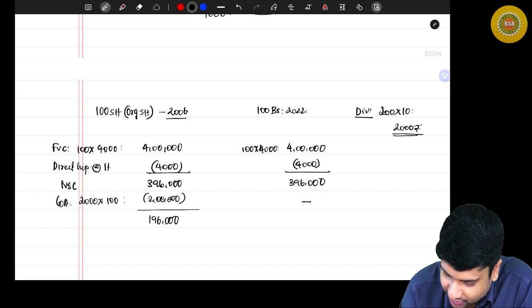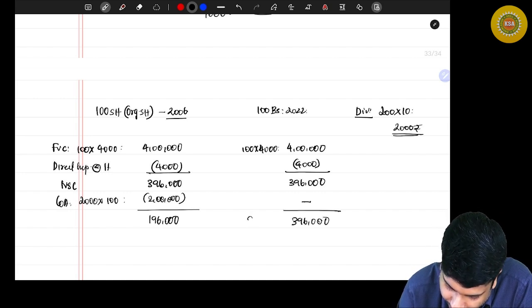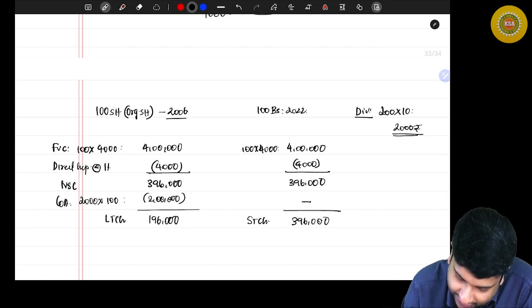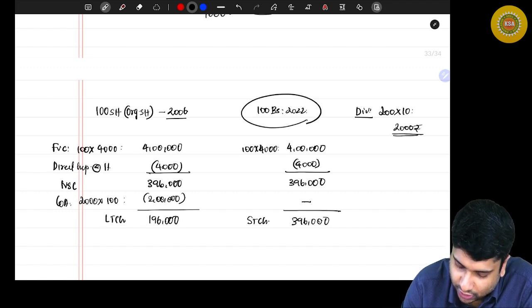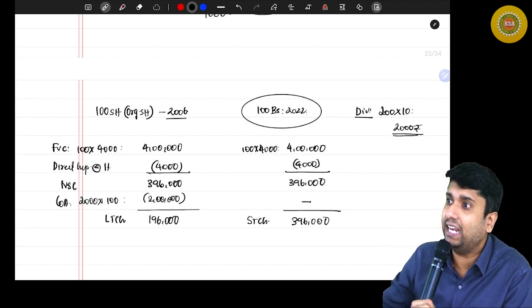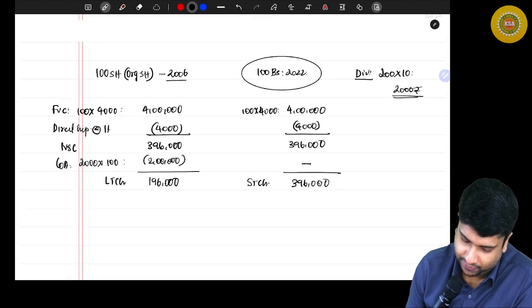And here, since bonus shares, you cannot claim any cost of acquisition, and your short term capital gain will be 3,96,000. This will be short term and this will be long term. Why is the other short? Because you received it in 2022 and you are selling it in 2023. The period of holding is less than 1 year. Are you with me? So it is short term and the other one is long term.